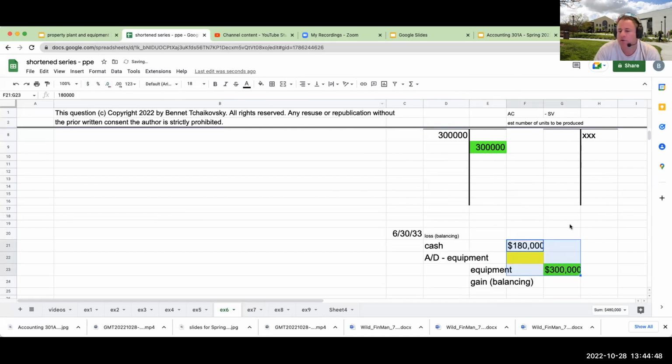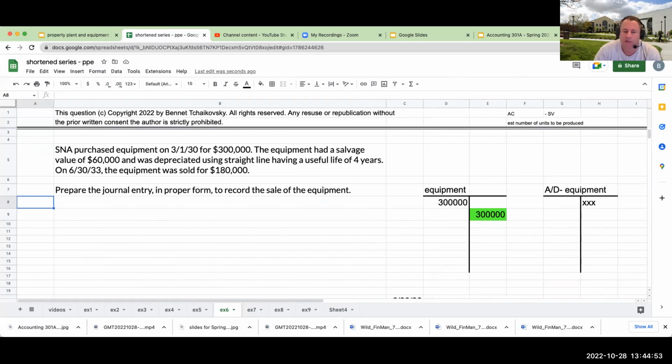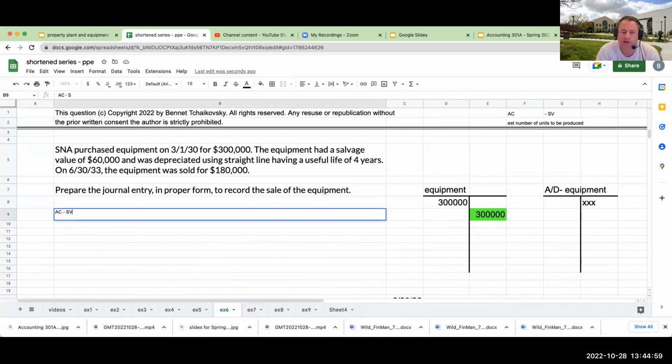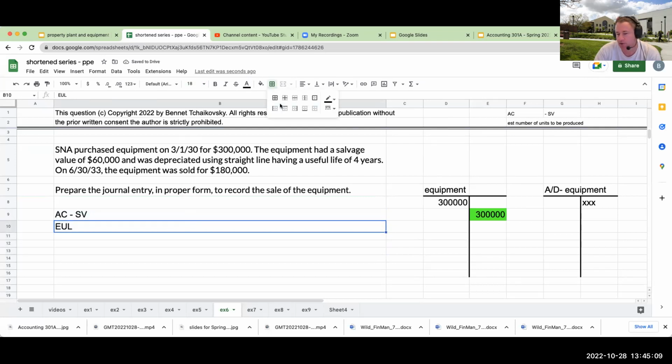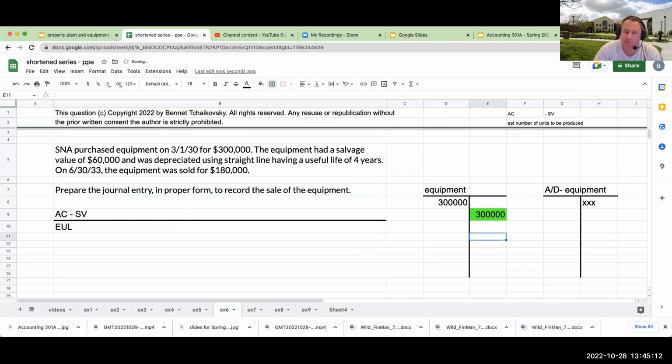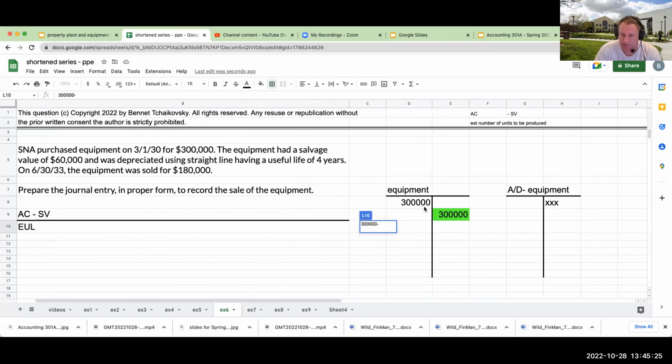So how do I figure out the accumulated depreciation? Well, over here, I'm using straight line. What's the equation for straight line? Acquisition cost minus salvage value divided by my estimated useful life. The good thing about straight line is that the depreciation expense is going to be the same every period. So for 2030, the acquisition cost of the equipment is $300,000. My salvage value for the equipment is $60,000.